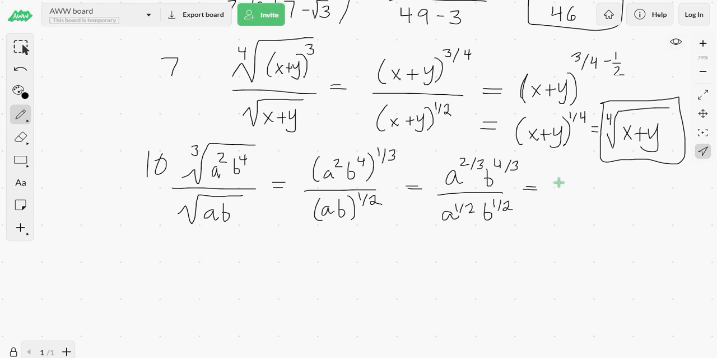Now we've got a to the 2/3 minus 1/2. It's the quotient rule for exponents, and times b to the 4/3 minus 1/2. Okay, so now we just finish this up. Just with a little bit of fraction math, 2/3 minus 1/2 turns out to be 1/6. So we get a to the 1/6 times b to the, and then 4/3 minus 1/2.